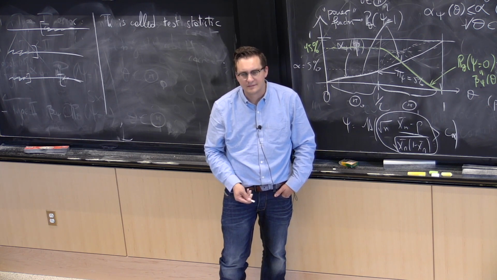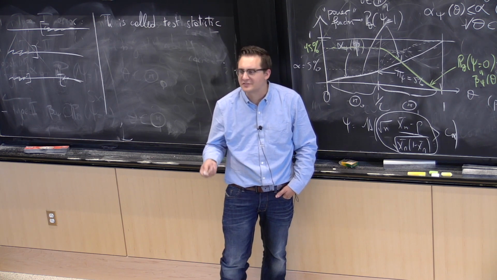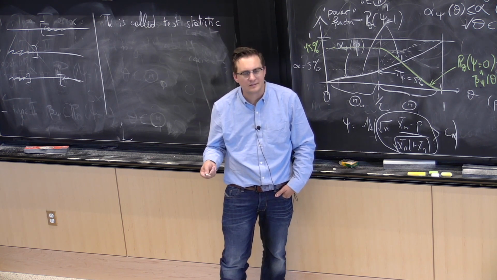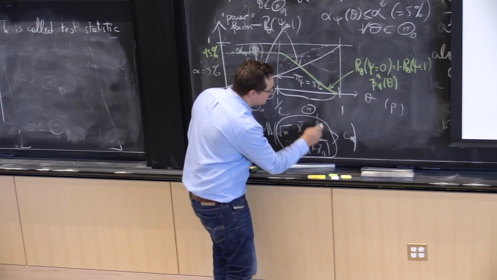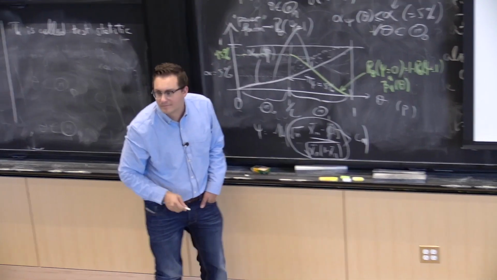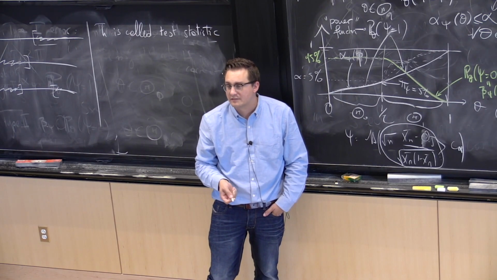Let's think again. When I implemented the test, what did I do? I was able to compute my test. My test did not depend on some unknown parameter. How did we do it? We just plugged in 0.5 here. Remember? That was the value for which we computed it, because under H0, that was the value we're seeing.